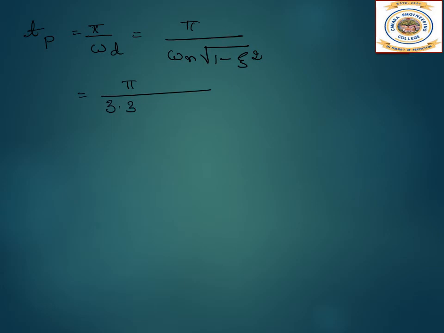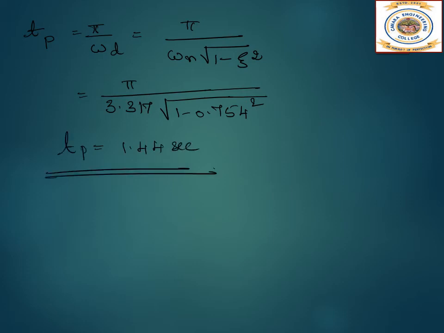So next, what is remaining? The peak time. Okay, peak time Tp is equal to pi by omega d. It is pi divided by omega d, where omega d is omega n root of 1 minus zeta square. So this is pi divided by omega n, 3.317, root of 1 minus 0.754 square. So we get this as 1.44 second. So we have found all the necessary things asked in the question.